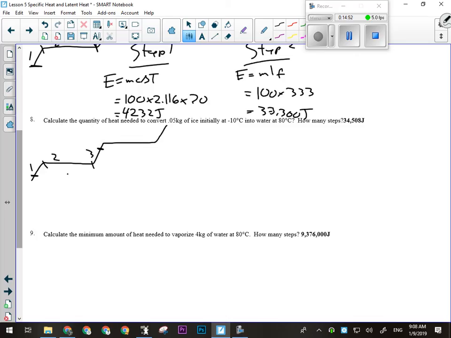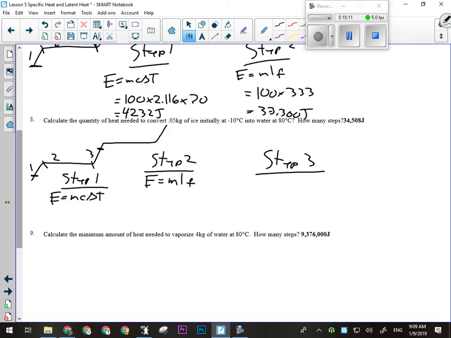3 steps. All right, so in step 1, I'm heating up the ice. So that'll be an E equals mc delta T problem. Then I'm going to melt the ice in step 2. And then I'm going to heat the water. So there's my 3 mathematical calculations I'm going to have to do.